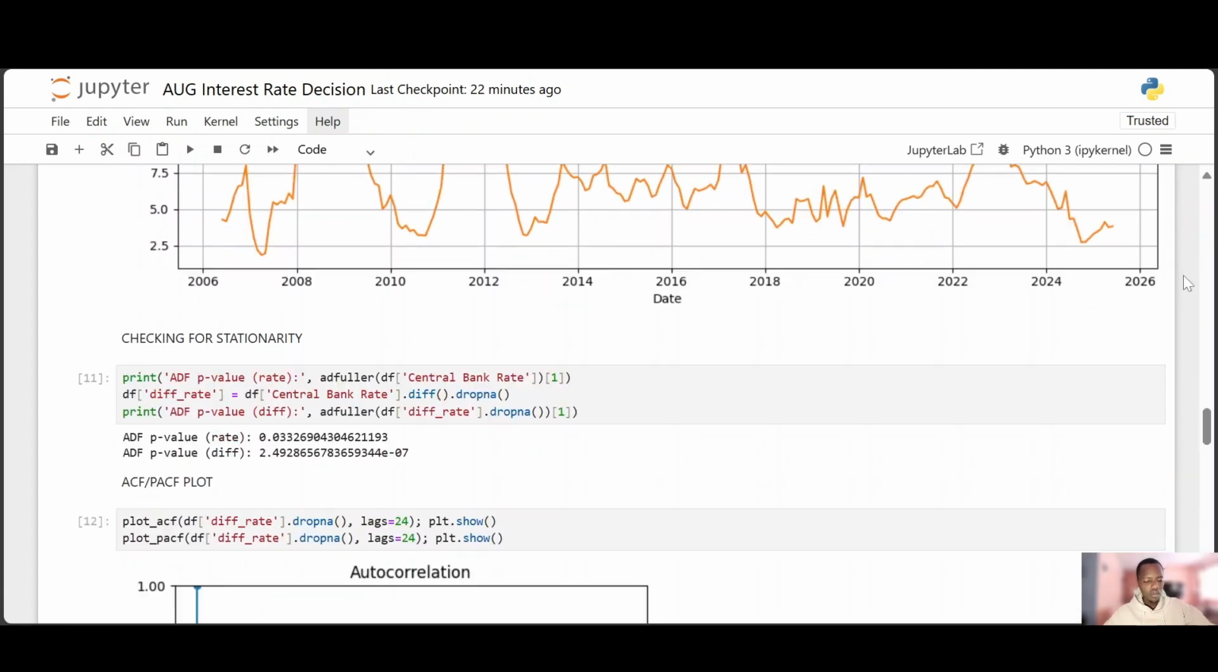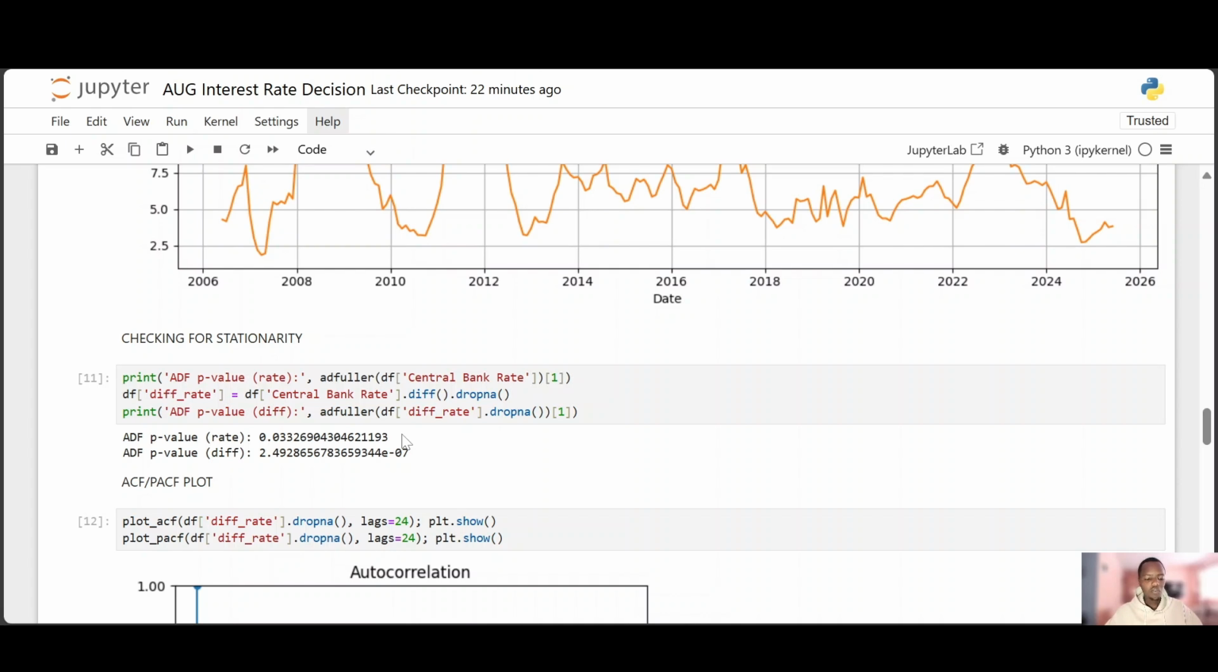Okay, so now when you're doing a time series model, one of the assumptions is that your time series data is stationary. Okay, and it's good to check for stationarity. So we are going to use the augmented Dickey-Fuller test to test for stationarity, and the level of significance is 0.05. The null hypothesis is that the data is non-stationary, and the alternative hypothesis is that the data is stationary.